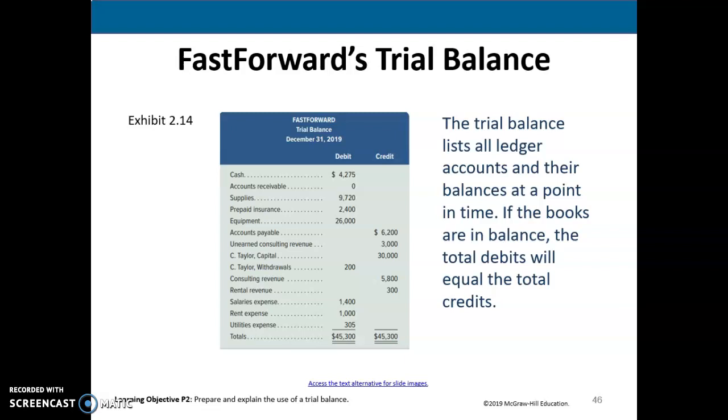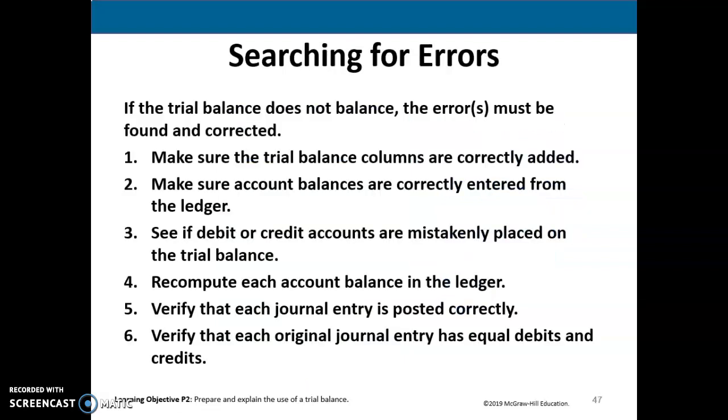If this is wrong, we've got to go back and figure it out. If it doesn't come out right, there are some things we can do. There are ways of searching for errors. If it doesn't balance, we have to find that error and correct it. The first thing we want to do is make sure that we've added the totals up and that they equal each other and we didn't make a math error.